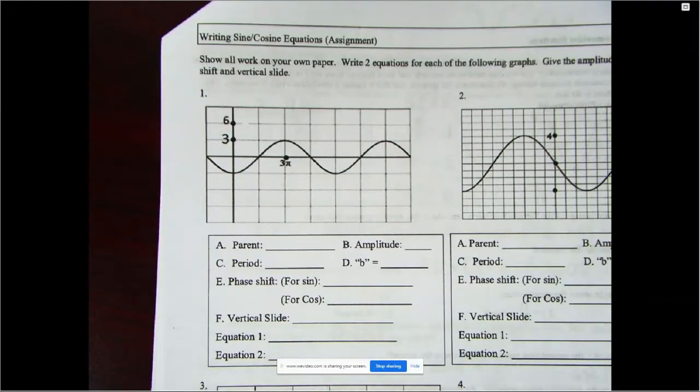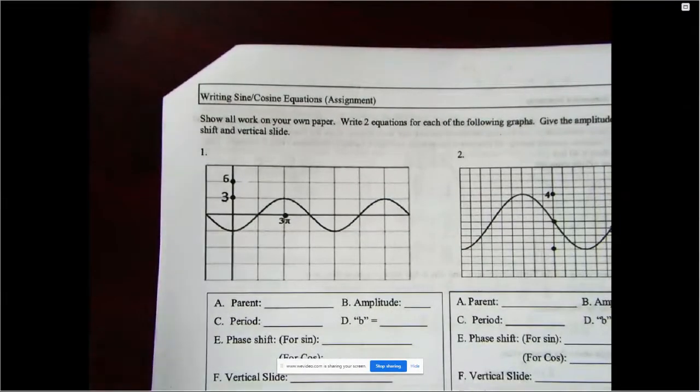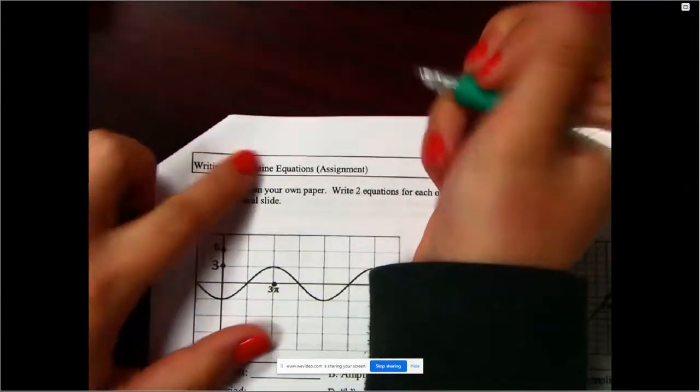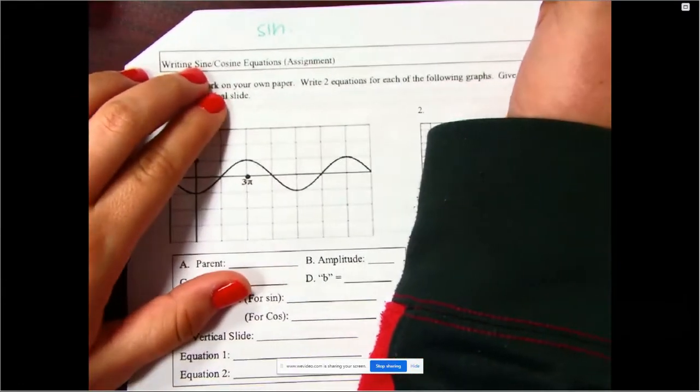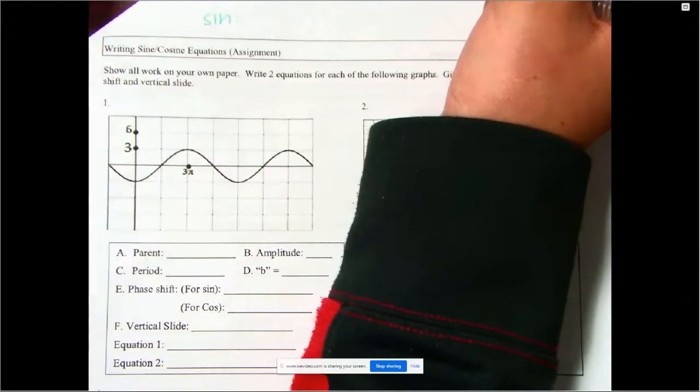Today we're going to start by reviewing sine and cosine equations in your packet on page 5. The first thing I want to make note of on the top here is what the sine parent and the cosine parent graphs look like. Let's focus here, please.